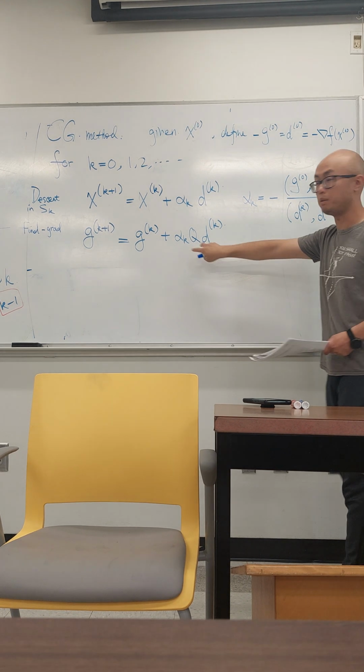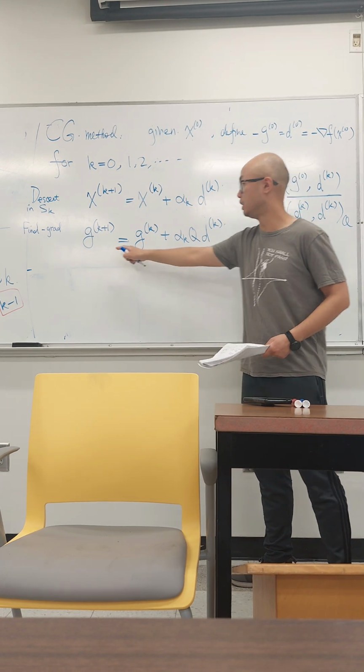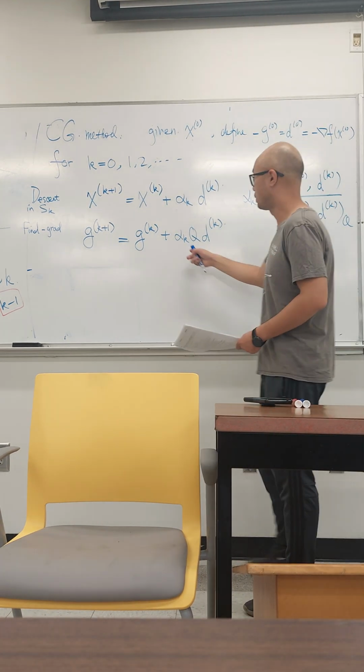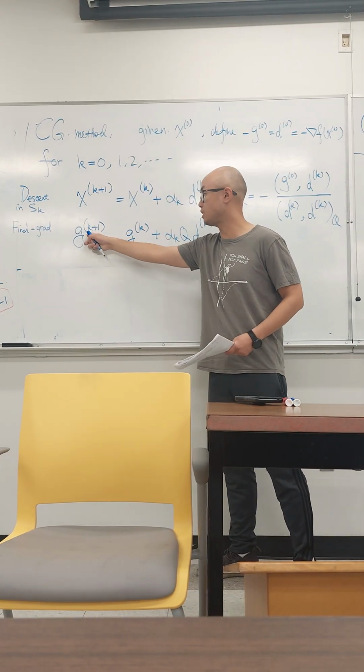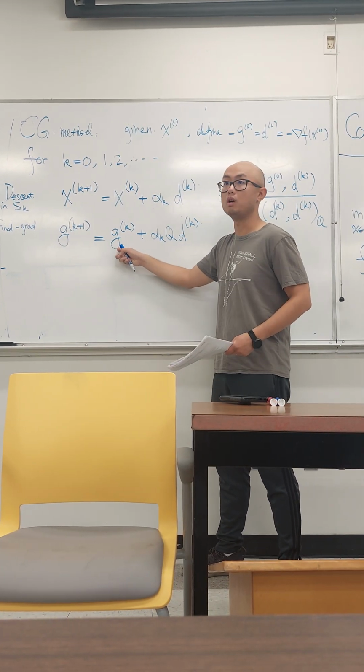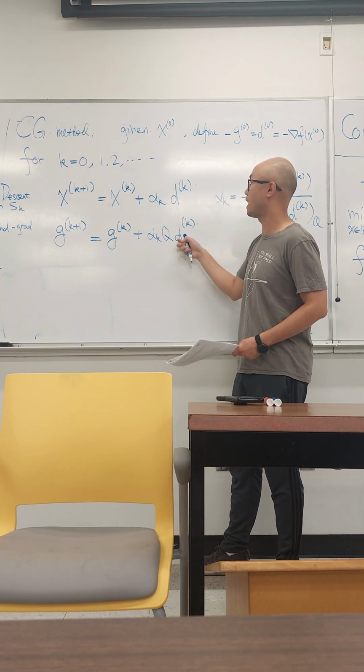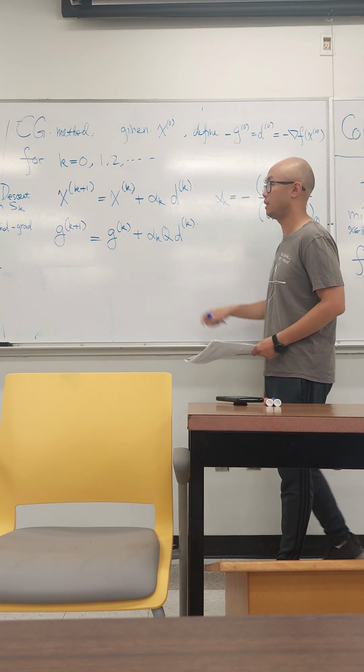So the second step is we only have to correct. We compute the gradient, but we only have to correct the gradient. This is the gradient at the next iteration. We only have to correct the gradient using the previous gradient, and then we add this direction k, which we obtained. Okay?